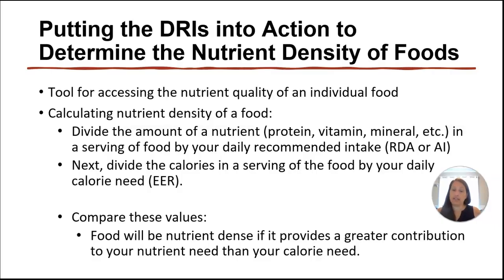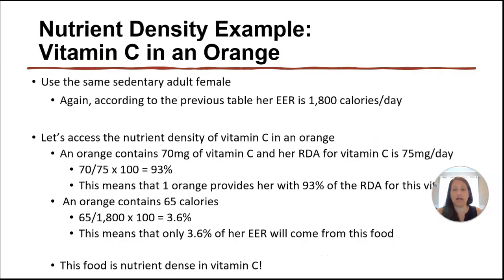A food will be nutrient dense if it provides a greater contribution to your or my nutrient need than to your calorie need. So if the first number is higher than the second number, then it's nutrient rich, it's nutrient dense in that particular nutrient. Let me give you an example on the next slide.